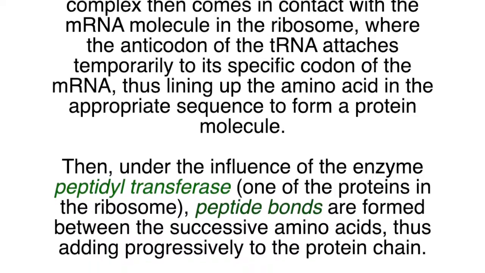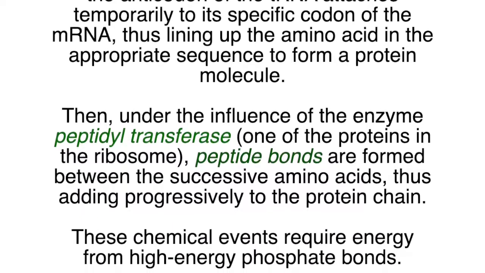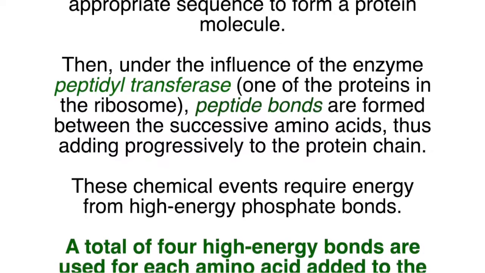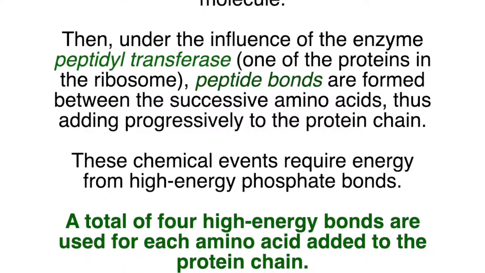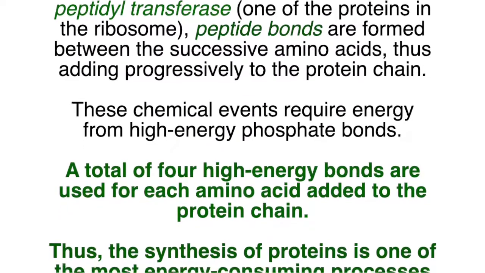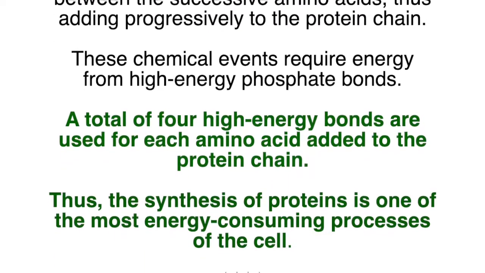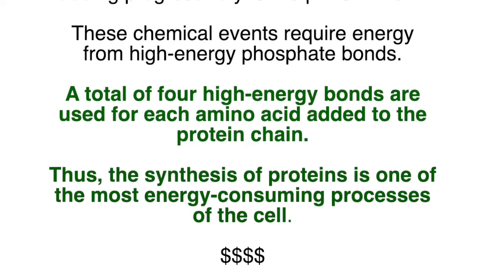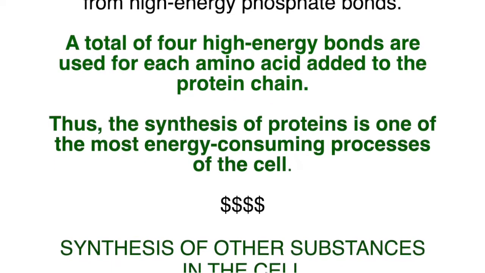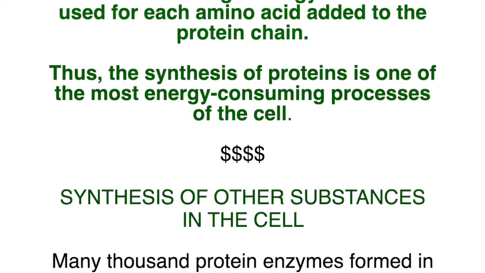Then, under the influence of the enzyme peptidyl transferase, one of the proteins in the ribosome, peptide bonds are formed between the successive amino acids, thus adding progressively to the protein chain. These chemical events require energy from high energy phosphate bonds. A total of 4 high energy bonds are used for each amino acid added to the protein chain. Thus, the synthesis of proteins is one of the most energy consuming processes of the cell.